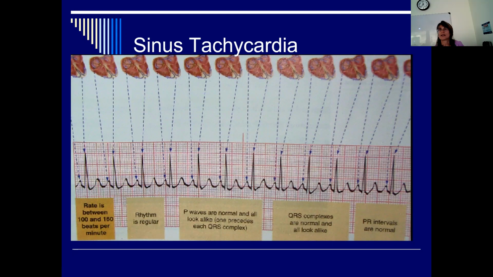How many boxes? Can you tell from where you're sitting? Two. Yeah, like 1, 2. So beginning of the P wave, you start counting here and where the QRS is. Yeah, 3, 4. I would say around 4 also.